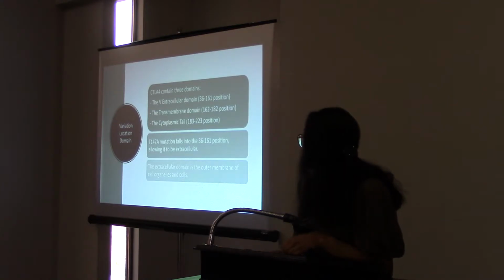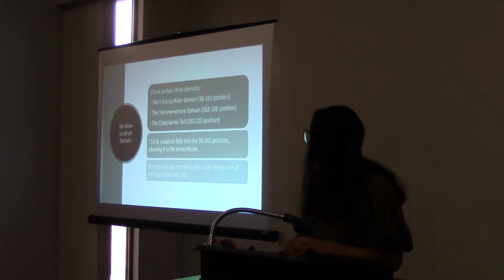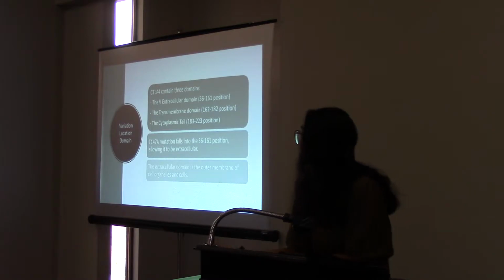The variation location domain. CTLA4 contains 3 domains: the V extracellular domain, which spans positions 36 to 161, the transmembrane domain, which is positions 162 to 182, and the cytoplasmic tail, which is positions 183 to 223. My mutation, the T147A mutation, falls into the 36 to 161 range, which makes it extracellular, which means it's in the outer membrane of the cell.